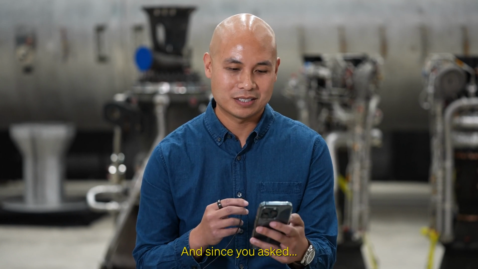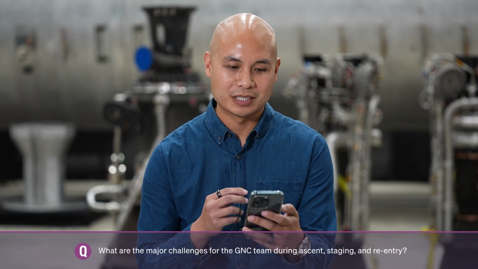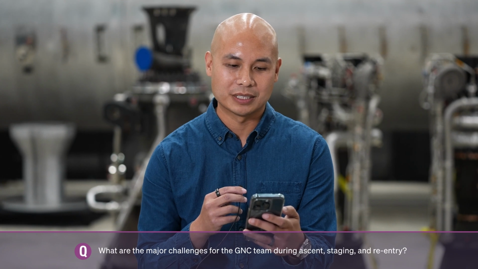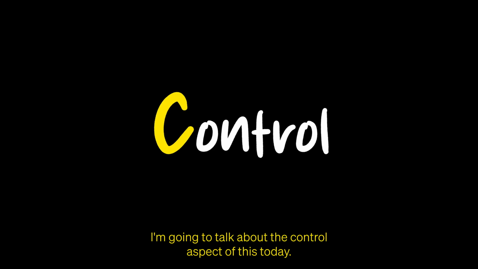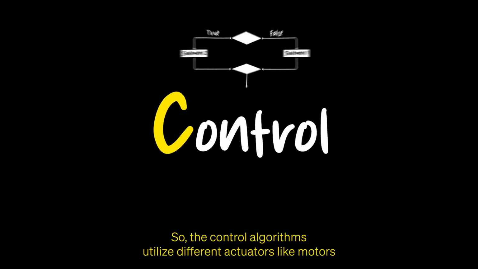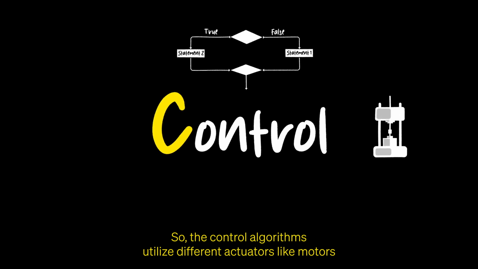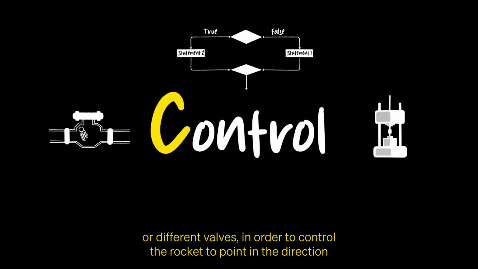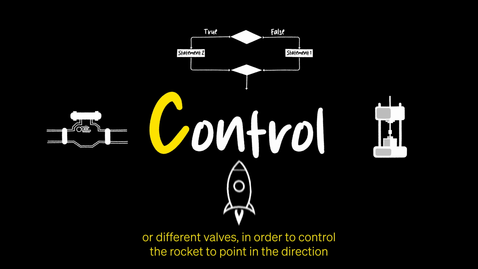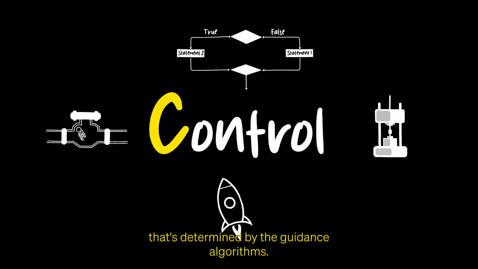And since you asked, what are the major challenges for the GNC team during ascent, staging, and reentry? I'm going to talk about the control aspect of this today. So the control algorithms utilize different actuators like motors or different valves in order to control the rocket to point in the direction that's determined by the guidance algorithms.